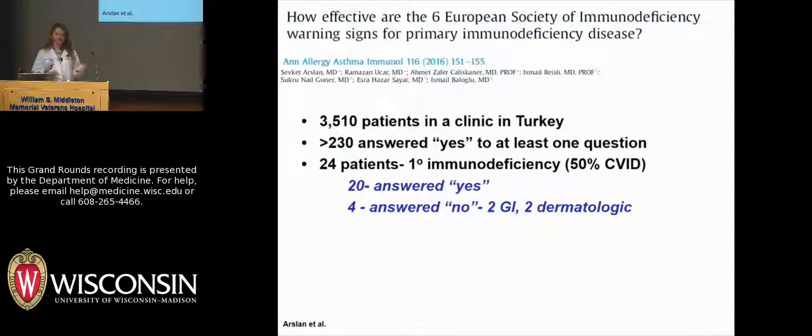And then looking at it the other way, 230 people had one of these warning signs, and only 10% of them were viewed by the physician as needing a workup for immunodeficiency. So I thought that was a very interesting study looking at those guidelines. And I'll provide some red flags and ways I consider those guidelines later.